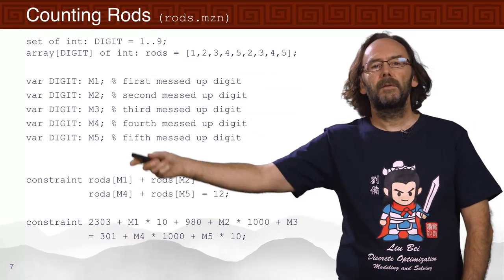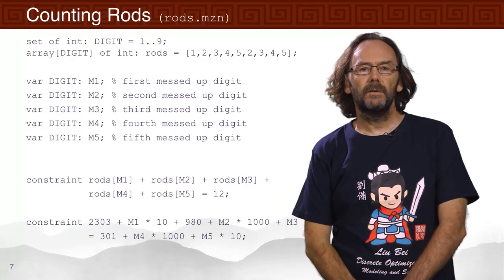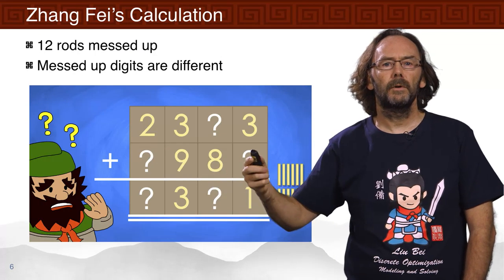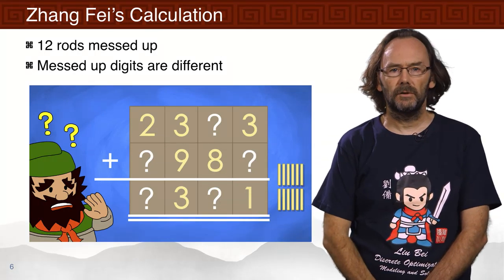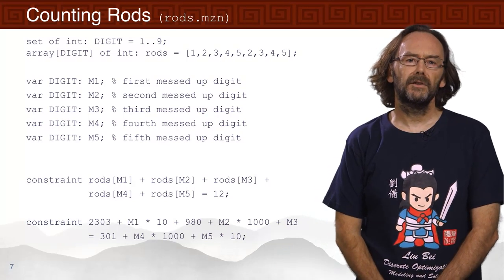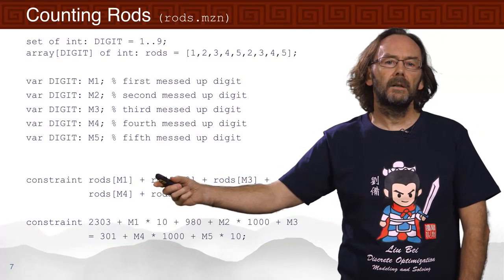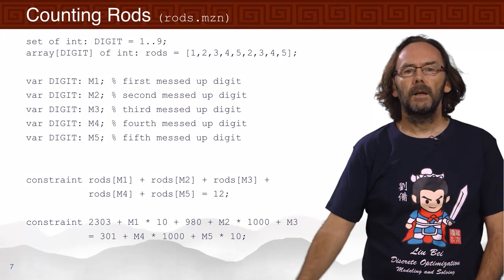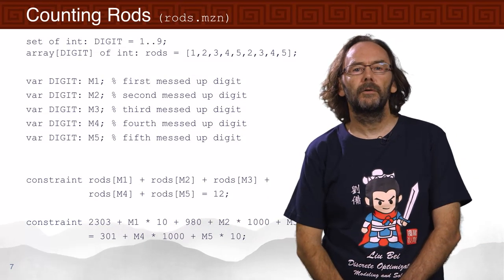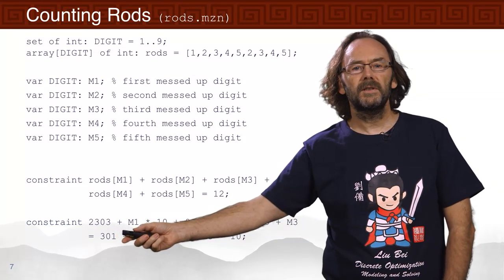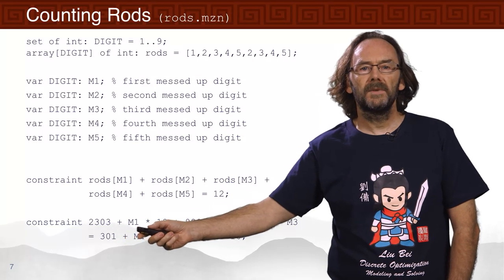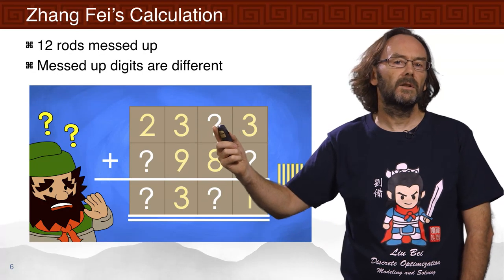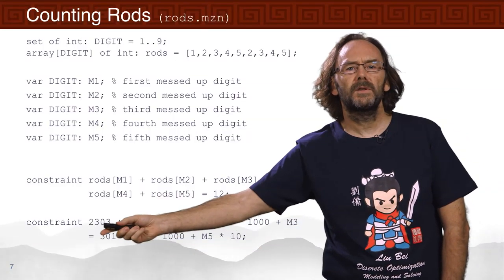And then we have 5 different things we need to know, basically each of the 5 messed up digits. So if we look back at the example here, we have 1, 2, 3, 4, 5 messed up digit positions. And then we've got our constraint. Well, we know the number of rods in the digits that are messed up sum up to 12. Okay, and then we're trying to make sure that the arithmetic constraint holds. So if we take the first number, it would be 2003 plus M1 times 10, because M1, that's this missing digit here, fits in the tens position. So it's going to give us the value of the first expression.